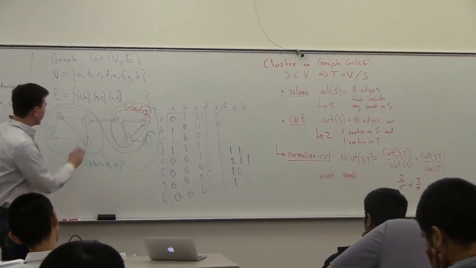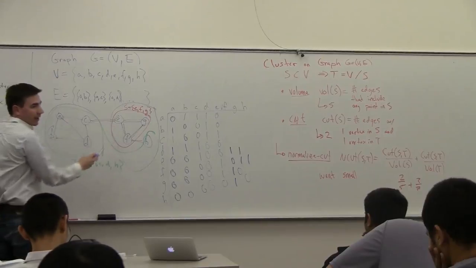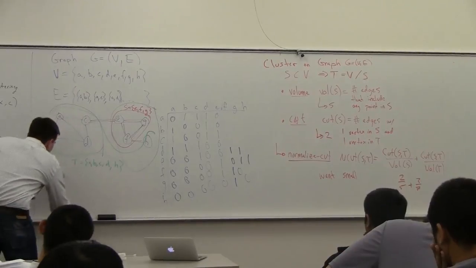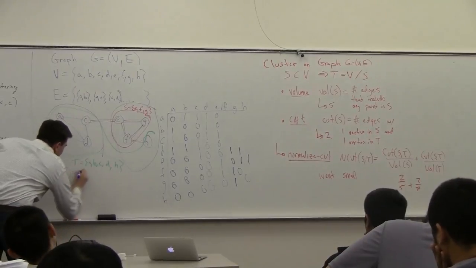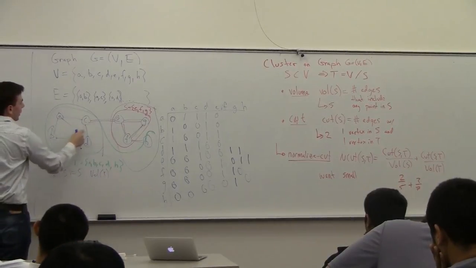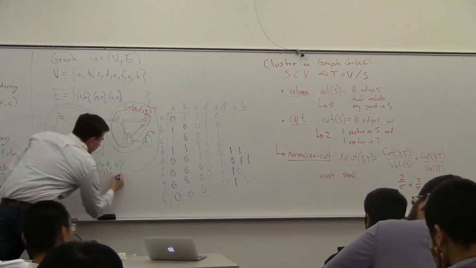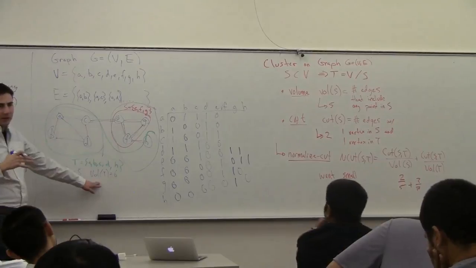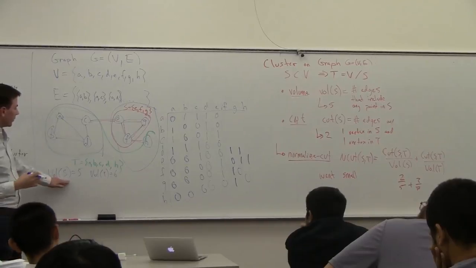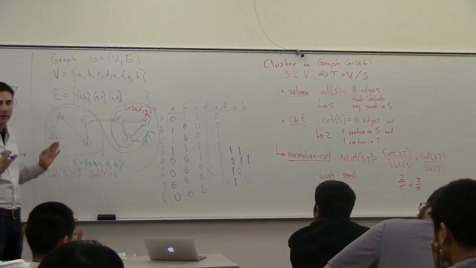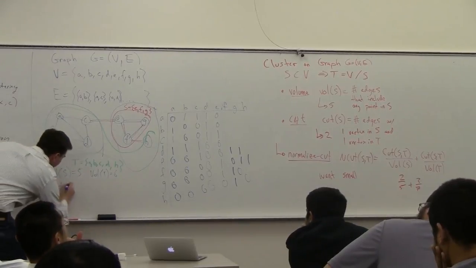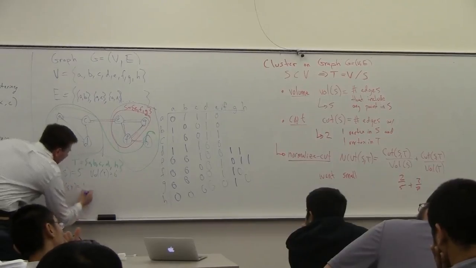Okay, so now with the blue clustering, the volume of S is 1, 2, 3, 4, 5, the same as it was before. The volume of S is equal to 5. The volume of T is going to be 1, 2, 3, 4, 5, 6. So this is going to be 6. So the volume of T actually went down. We wanted the volumes large. This one stayed the same, this one actually went down. So far we aren't doing so well. But if you look at the cut of S, T, it is now only 1, right?